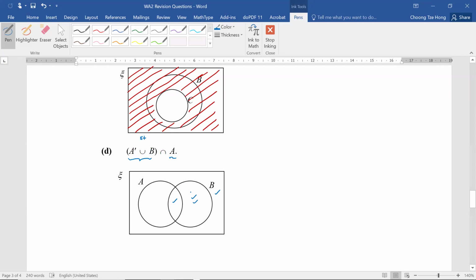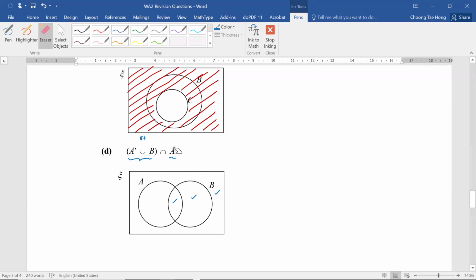if the question would end here, we're going to take these three regions, as long as there's at least one tick. But that's not the end of the question. They wanted me to intersect with A again, right? Since this is not the end of the question, and we already know that we are going to take these three regions from the first part, I'm just going to erase away this tick.